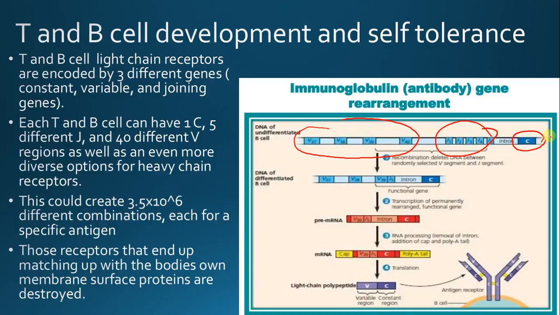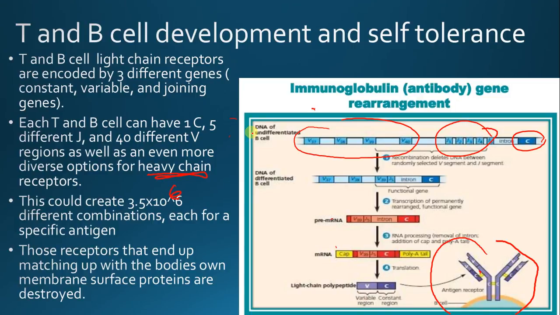J, C. Each T and B cell could have one C, a choice between any 5 different J and any 40 different V regions. And that's just for the light chain; there's even more options for the heavy chain. So depending on how we're splicing this RNA, we can create many different receptors from the same genes. We can create 3.5 times 10 to the 6th different specific antigens, more than enough to respond to any pathogen out there.